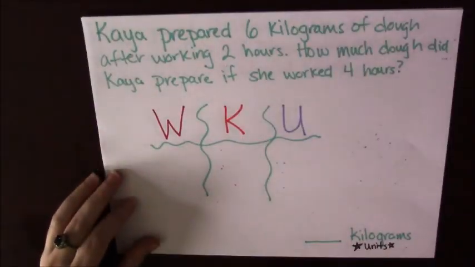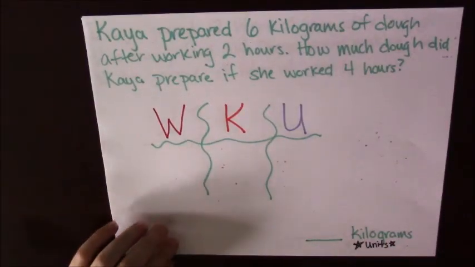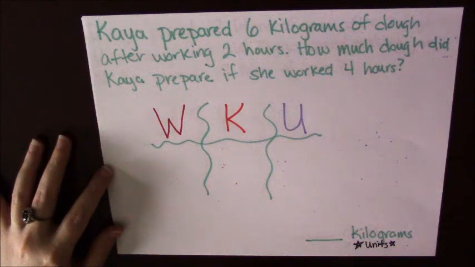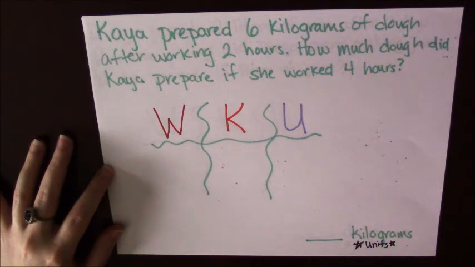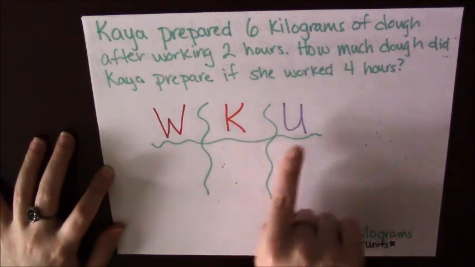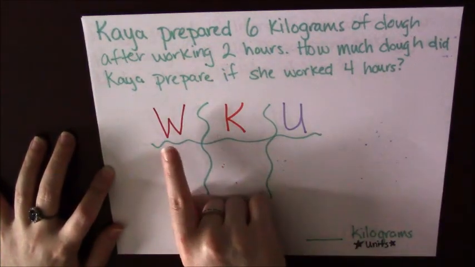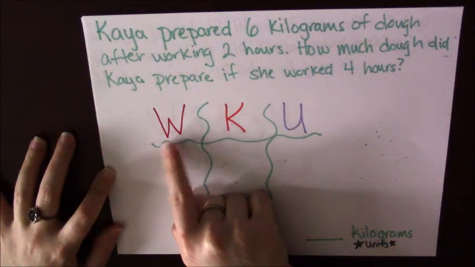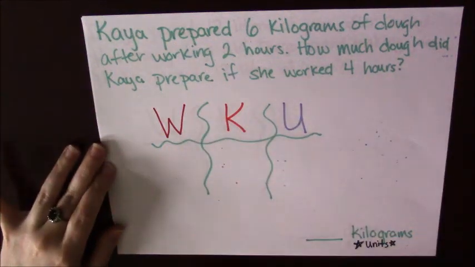Okay, next problem. Kaya prepared 6 kilograms of dough after working 2 hours. How much dough did Kaya prepare if she worked 4 hours? So again, we have our WAKU chart, and the first one is W. W stands for the words. What am I comparing? So look at my first sentence.